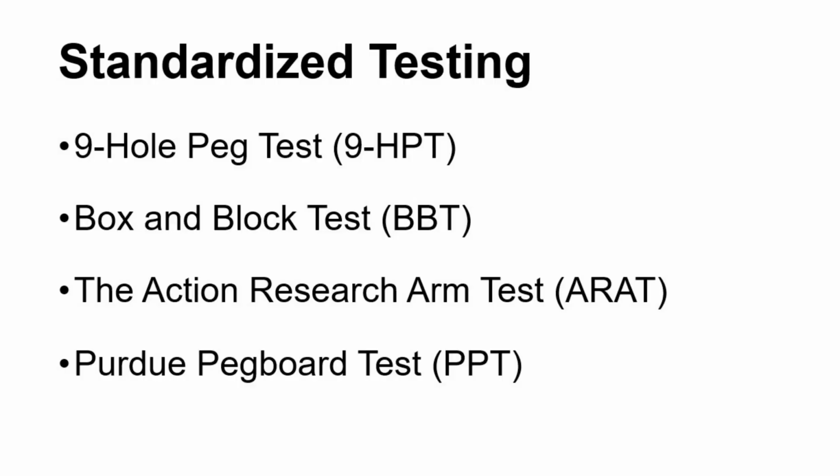So for medical professionals, what are some common standardized tests, and how can we describe the movement characteristics seen in these tests? Here are a few common ones: the 9-hole peg test, the box and block test, the action research arm test, and the Purdue Pegboard test.